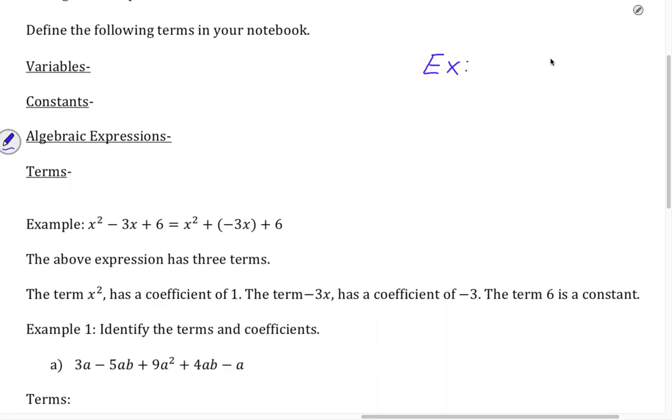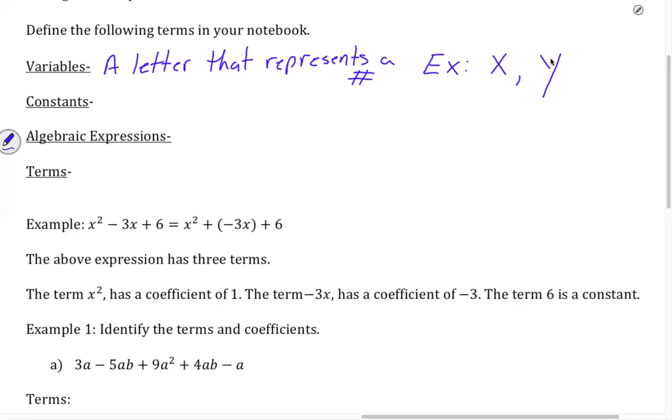Isn't it a letter? Oh, X. X is the most famous variable. Laura, can you think of another variable? Y. These are 2 examples of variables. A variable, it's very easy, is a letter that represents a number.